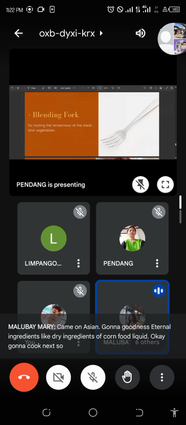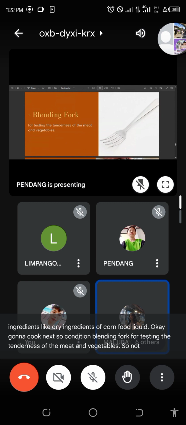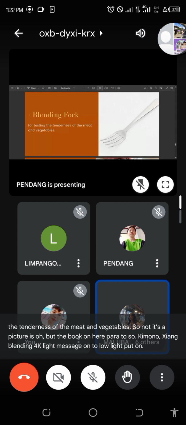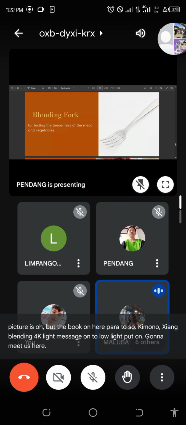So, this is the blending fork, for testing the tenderness of the meat and vegetables. In the picture, it has four prongs for piercing. That is the blending fork. It is used by chefs. So, next.